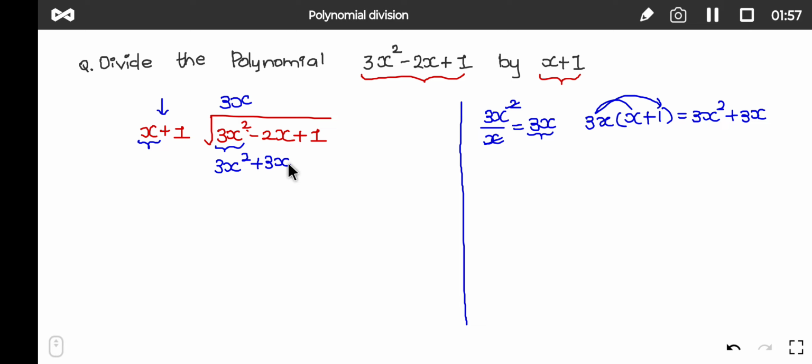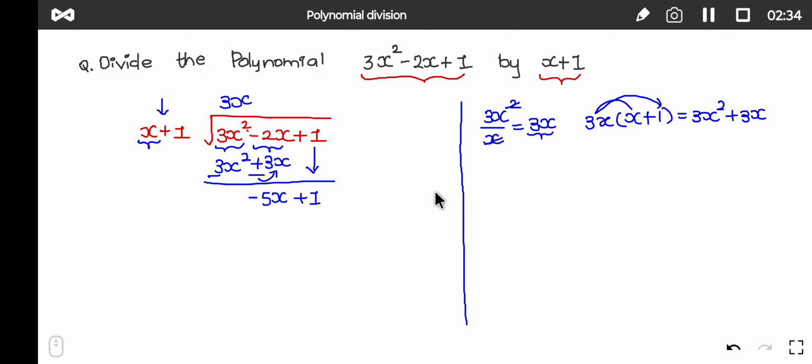Okay, now the next step is we have to change the sign of these new terms. So this is plus, so it becomes minus. Second term is plus, so it becomes minus. Okay, so after changing the sign, the first term 3x square minus 3x square will always get cancelled. Now look at the second term. Here it is minus 2x and the second term is minus 3x. Okay, new sign we have to consider. So minus 2x minus 3x, that will be minus 5x, and this plus 1, that we write down as it is. Okay, now again we have to follow the same steps.